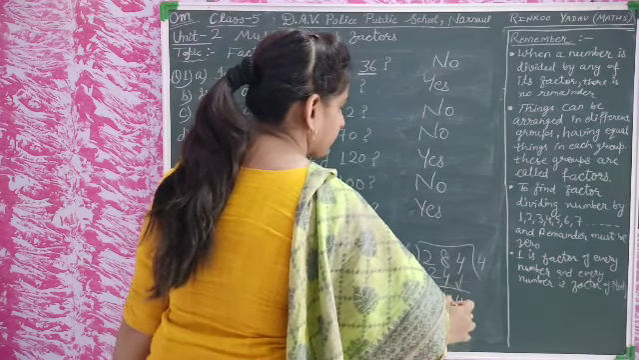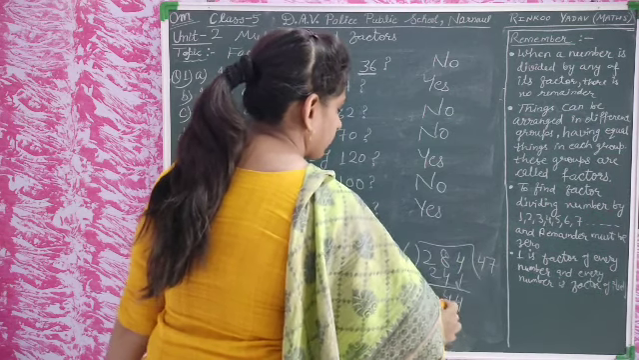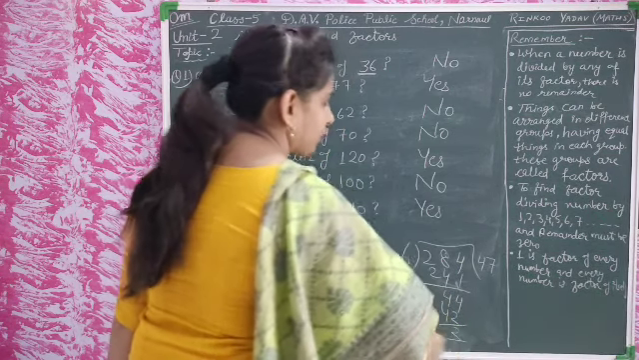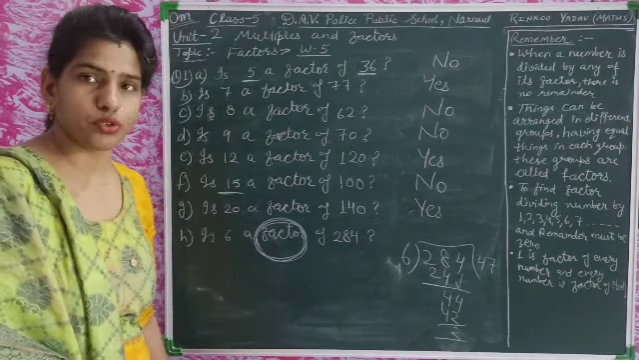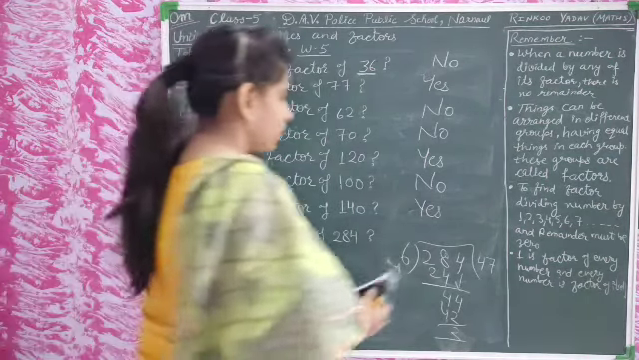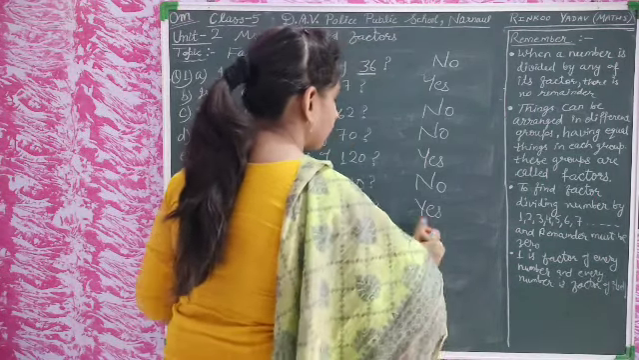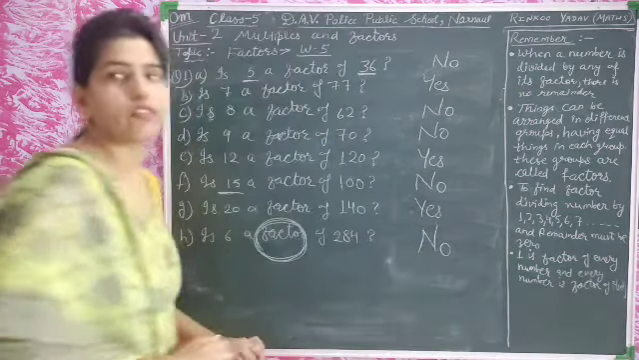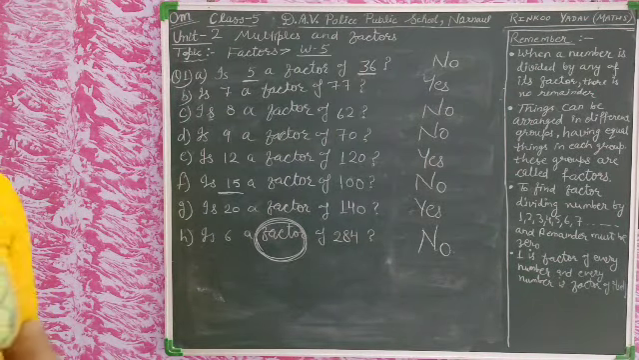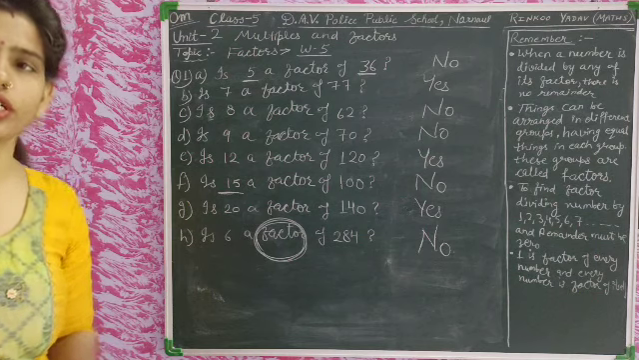The next number is 4. 6 7 ja 42. There is the remainder 2. Remainder is not 0. It means not a factor. No. Its answer is also no here. Has everyone done these questions? Okay, students. Now we will go to the next question.